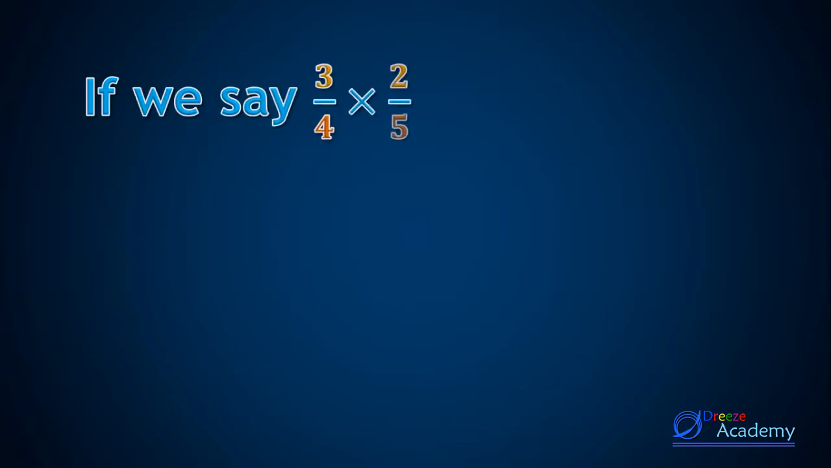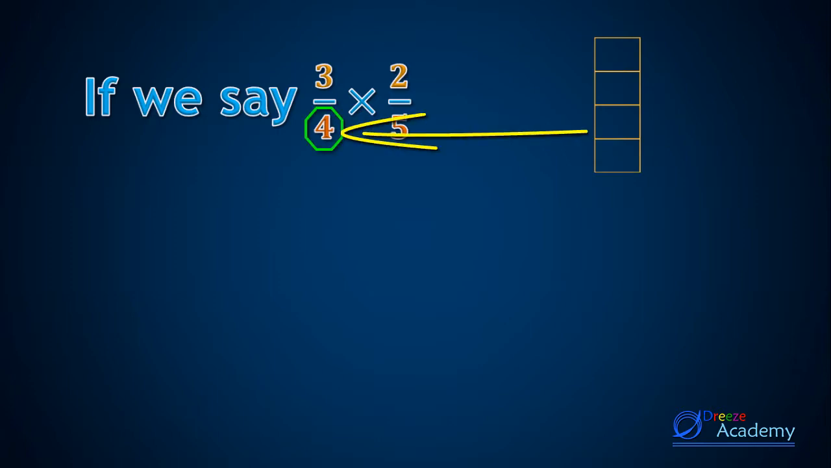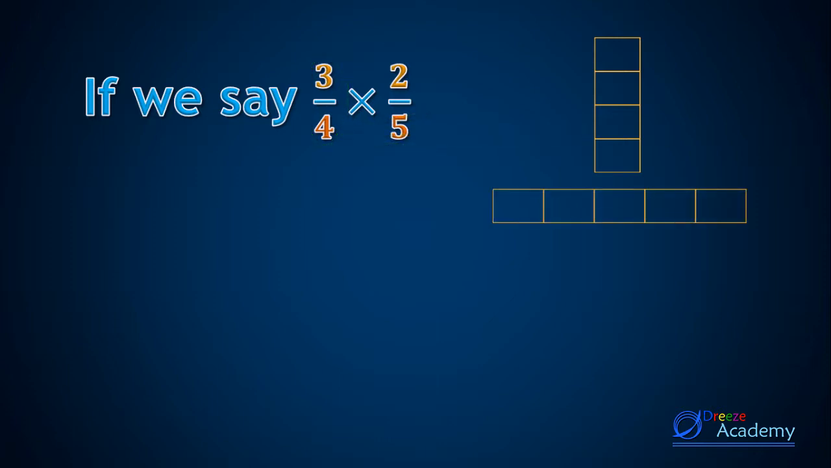Let's say we have to multiply the fraction 3 over 4 by 2 over 5. This can be demonstrated using boxes. Let's create 4 vertical boxes representing the denominator 4 in the fraction 3 over 4. Let's also create 5 horizontal boxes representing the denominator 5 in the fraction 2 over 5.